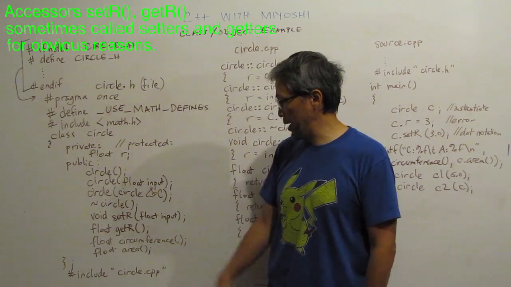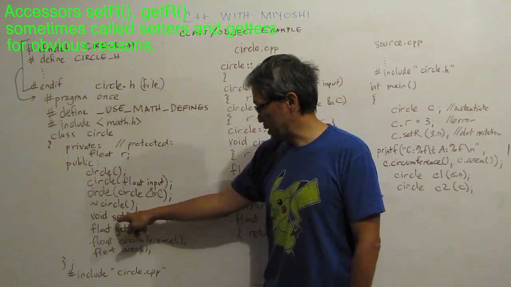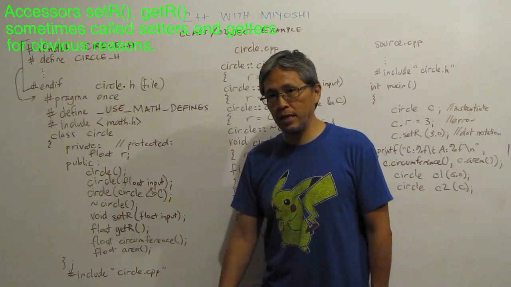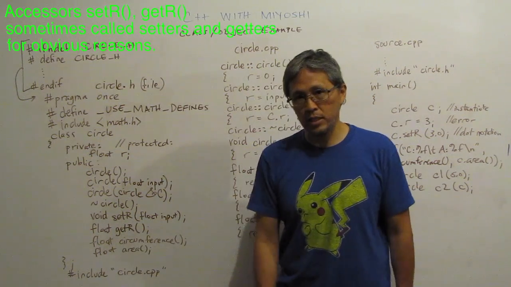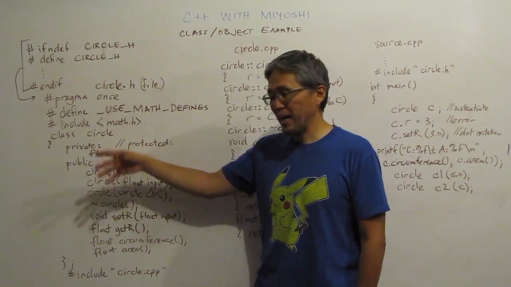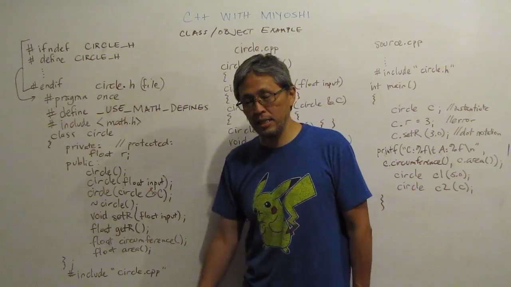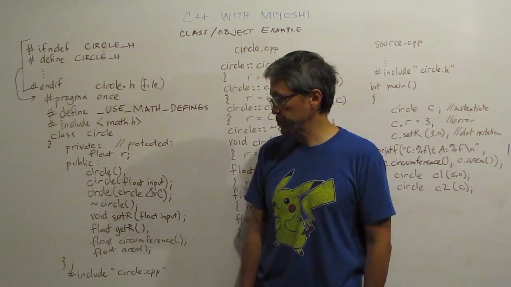I have a setRadius. This is one of my setters. It's a void, and it's just going to give me a radius for my circle. I have a float getRadius, which is going to return what the radius is, because once I set the radius, I can't go in and see what the radius is unless I have this getter, if you will. And those two, again, are called accessors.